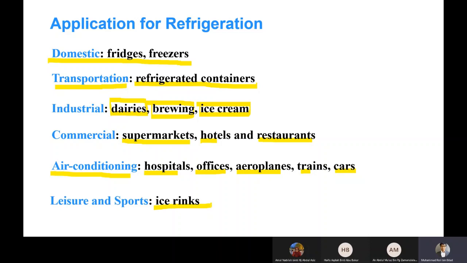So basically, modern human beings cannot be too far from refrigeration and air conditioning. It's really part of us. We are privileged here. If you remember two weeks ago, when we discussed how much energy is used in Brunei, 80% of the electricity is used for fridge and aircon. 80%, a lot. So it makes sense why we learn this in this module.